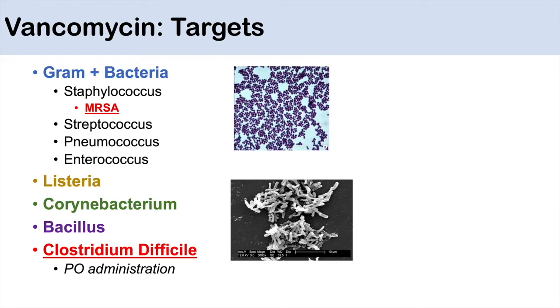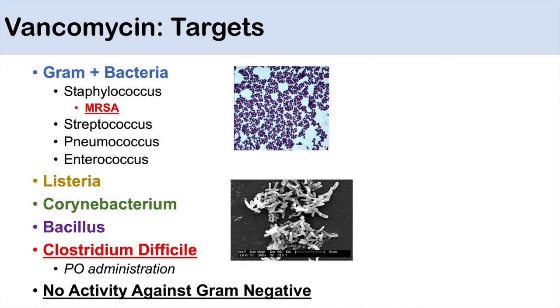So what I want you to remember from this slide is that the two main targets for vancomycin, when we use vancomycin, we are really wanting to target MRSA, and we also want to target Clostridium difficile. The other ones are also covered, but those aren't really the priorities when we use vancomycin. And again, I just want to clarify that vancomycin has no activity against gram-negative bacteria.